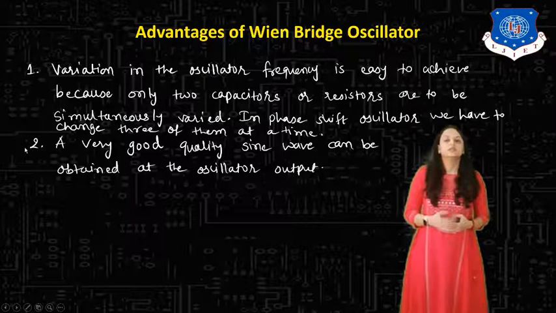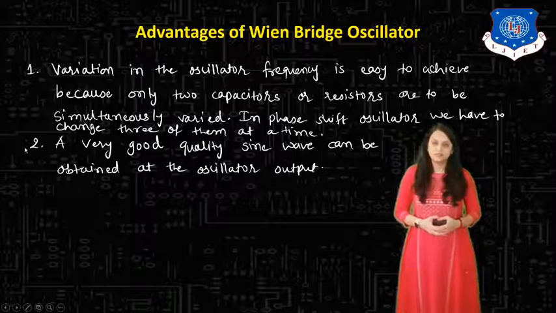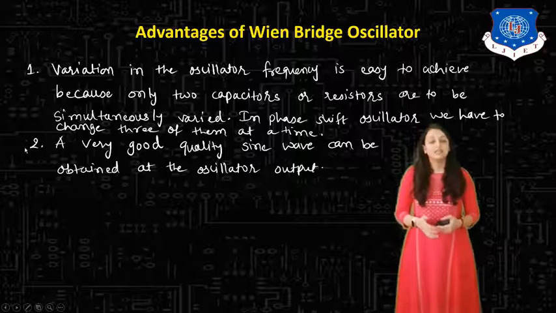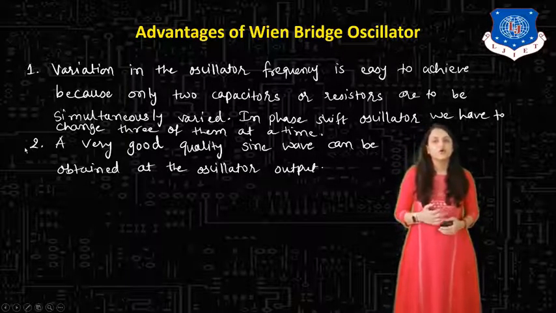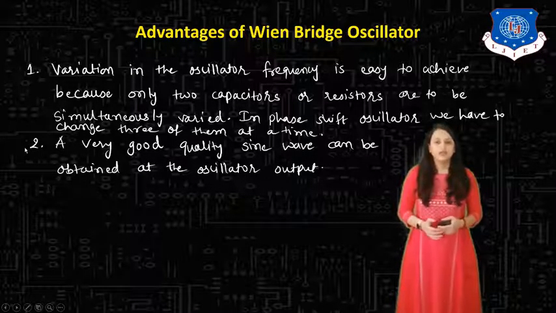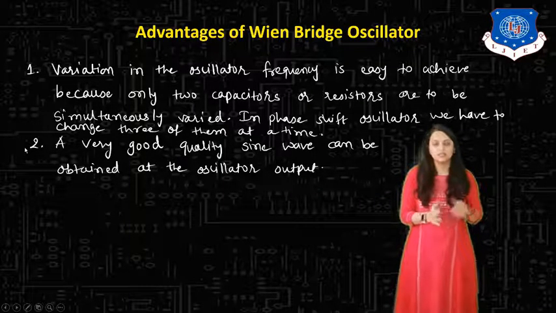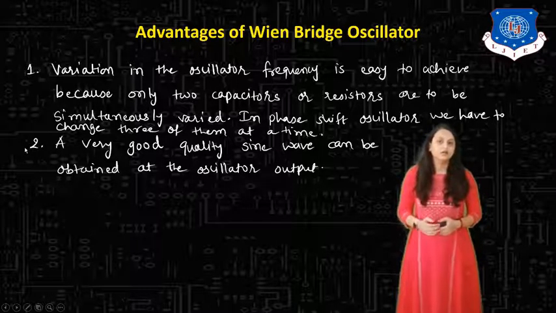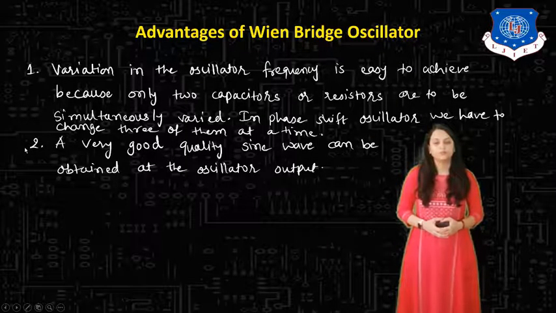Now let us see the advantages of Wien bridge oscillator. The first advantage is that variation in the oscillator frequency is easy to achieve because only two capacitors or resistors are to be simultaneously varied. In a phase shift oscillator, we have to change 3 of them at a time. That is not the case here. That is the first advantage. The second is that a very good quality sine wave can be obtained at the oscillator output.